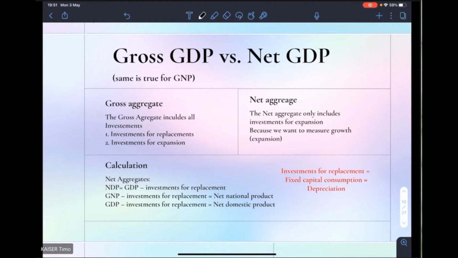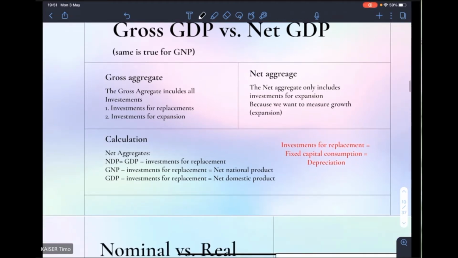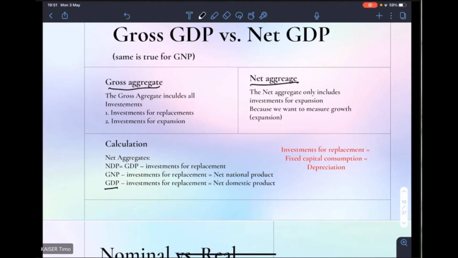Yeah, economic activity. And therefore we use only expansion because then something will be expanded and increases everything. And therefore, in order to get from the gross aggregate to the net aggregate, we just take the normal one, so our GDP, and subtract our investment for replacement. Just for the exam, remember investment for replacement is the same as fixed capital consumption is the same as depreciation. These three words are all the same, so don't get confused and remember this, because maybe they use one of them and I don't want you to fall into one of these traps.